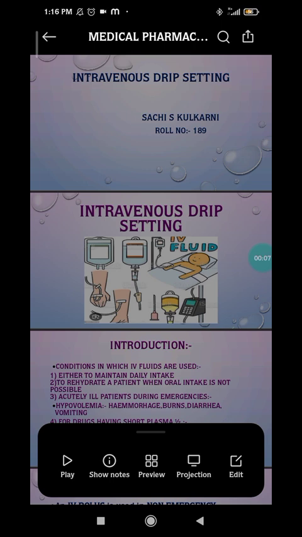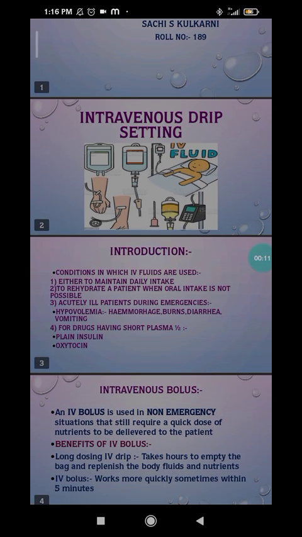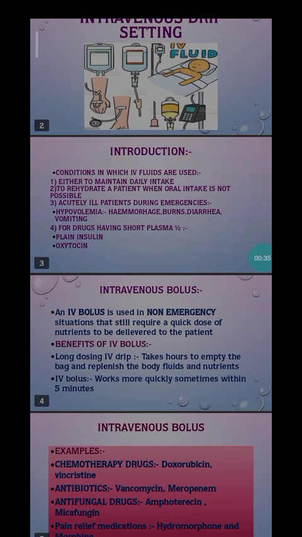My today's topic is intravenous drip setting. Intravenous drip setting is used in conditions in which IV fluids are used either to maintain the daily intake, number 2, to rehydrate a patient when oral intake is not possible, in acutely ill patients during emergencies like hypovolemia, as occurs in case of hemorrhage, burns, diarrhea and vomiting, for drugs having short plasma half-life like plain insulin and oxytocin.